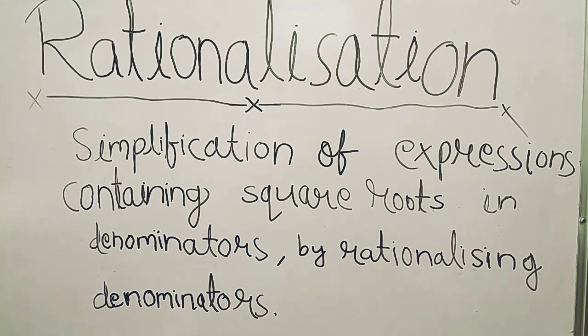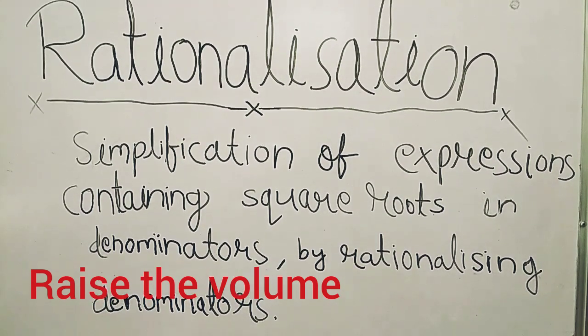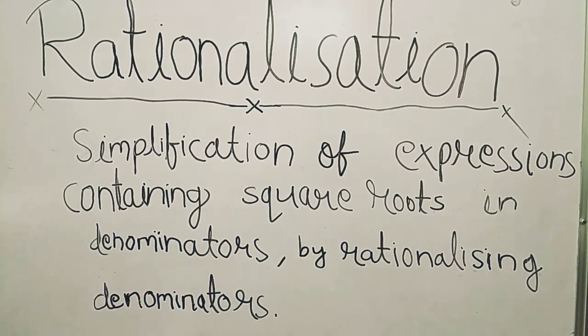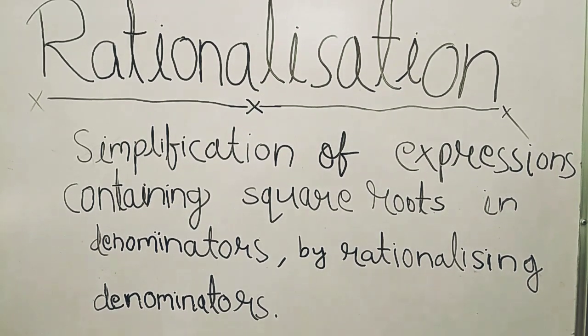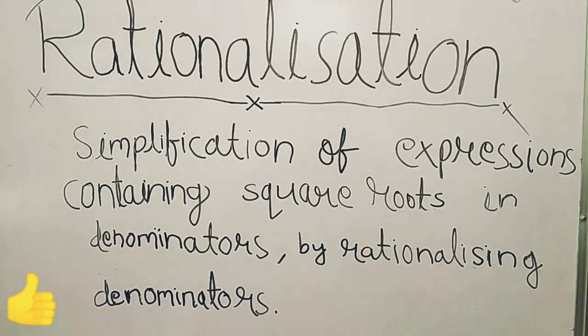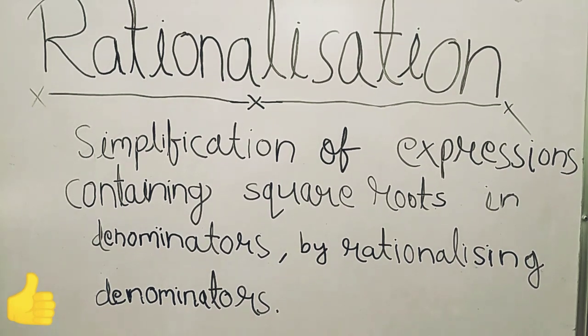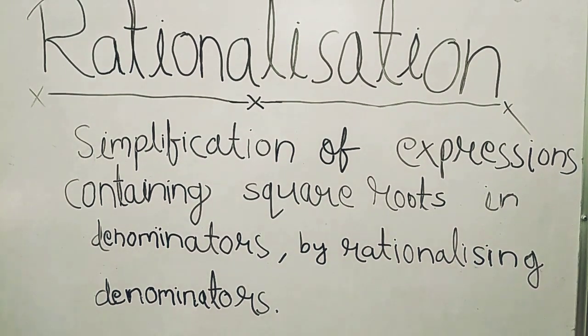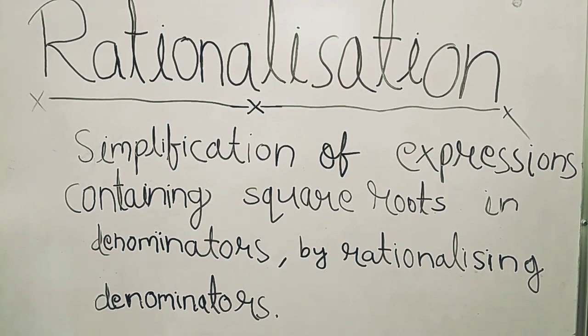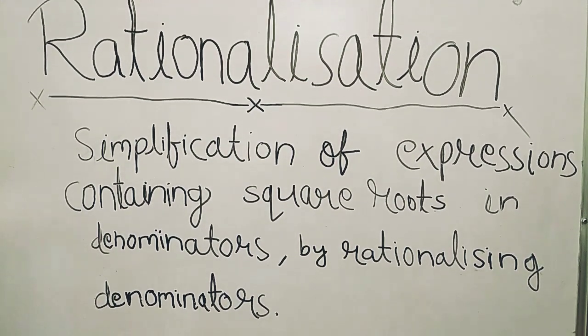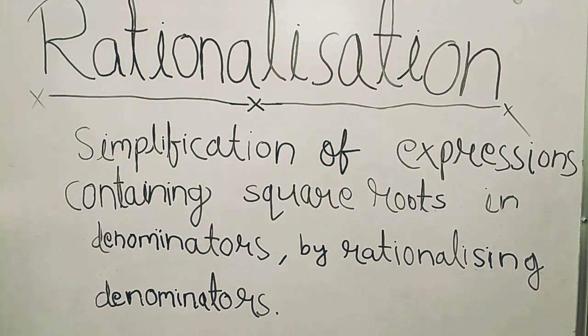Welcome everybody. In today's video, we are going to know all about rationalization. So let's quickly take a look at what rationalization really means. Rationalization means simplification of expressions containing square roots in the denominators by rationalizing the denominators. Simply put, rationalization is a process in which we make irrational numbers rational numbers. It means making the numbers rational.